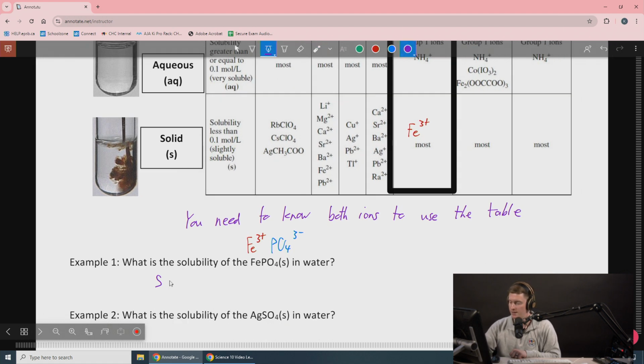We can write slightly soluble, and we will write FePO4 will remain solid.